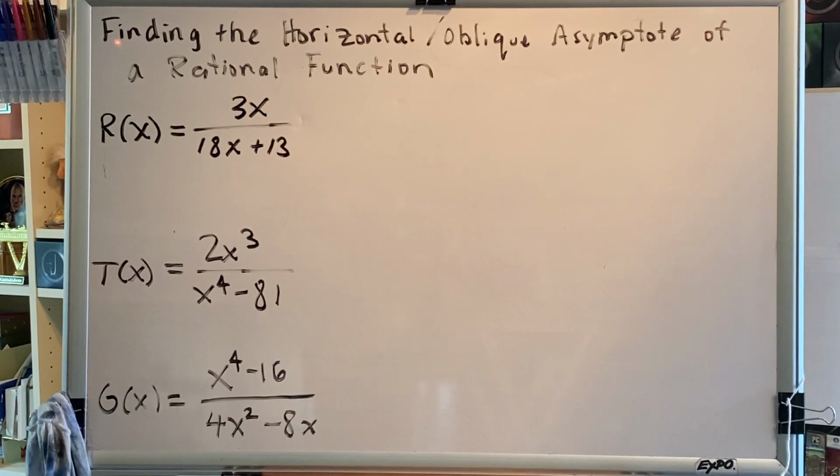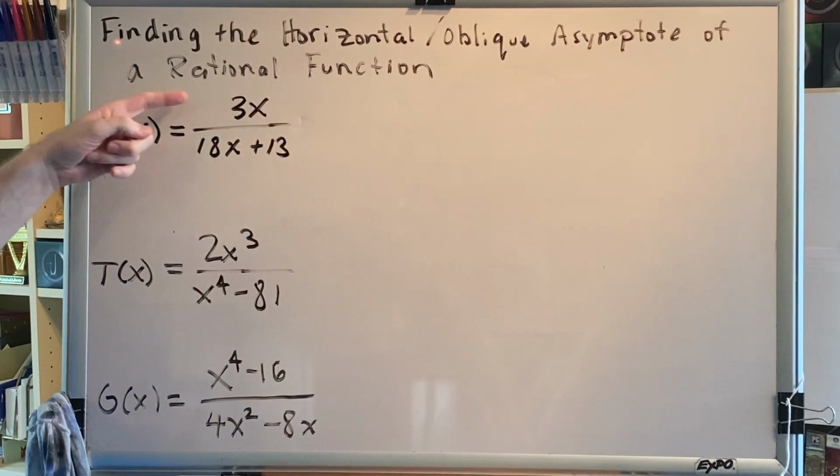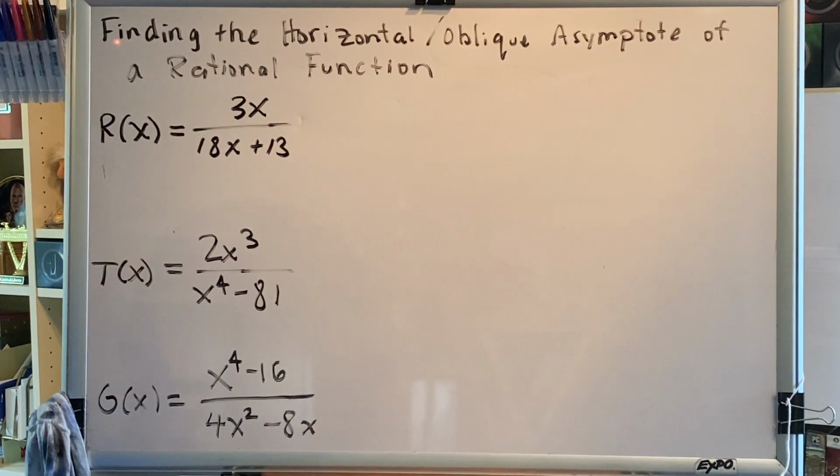The topic of this video is finding the horizontal or oblique asymptote of a rational function. We're going to look at three problems. We have r of x, which is equal to numerator 3x divided by denominator 18x plus 13. T of x, which is equal to numerator 2x cubed divided by denominator x to the fourth minus 81. And g of x, with numerator x to the fourth minus 16 divided by denominator 4x squared minus 8x.